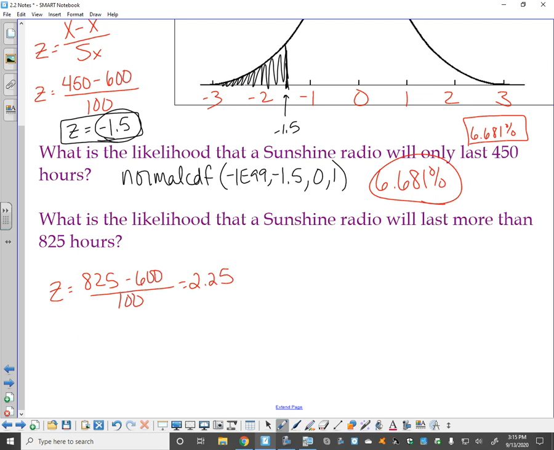So now I'm going to normal CDF. Now this 2.25, so likelihood that a sunshine radio will last more than 825 hours. So I'm 825 and up. So I'm 2.25 and up, and I'm going all the way to infinity. I'm not trying to estimate how high this thing will get, how many standard deviations. I'm definitely not going to put a 3 there because I know that's not all of my data. It's only 99.7%. I don't really want to just go to 4 because what if there's that 1,000-pound alligator out there or the 20-pound New York City rat? So I'm just going to go all the way to infinity.